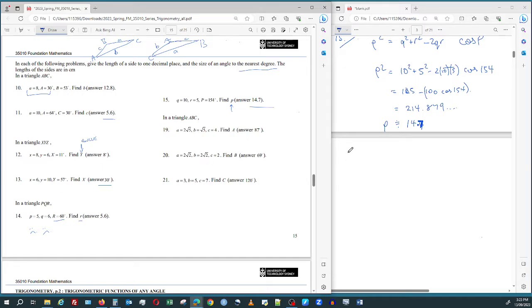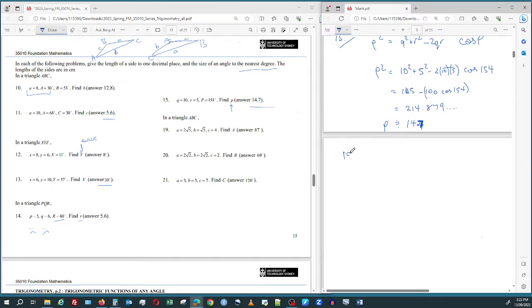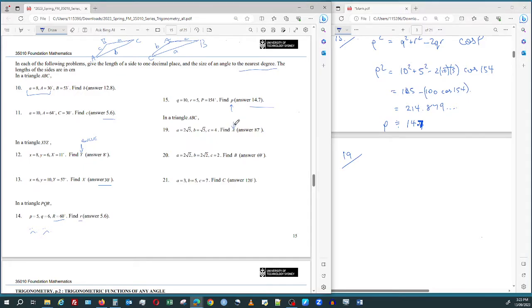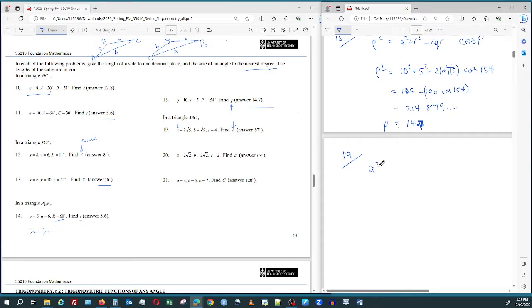So A19, A, B, C. Now we've got these 30 things, so that'll be a bit of fun. But what's the angle? Find angle A. But we've got an A, so that's all right. We'll have to do it with A squared. A squared is equal to cos angle A, because that's the unknown, that's the one we want to find.